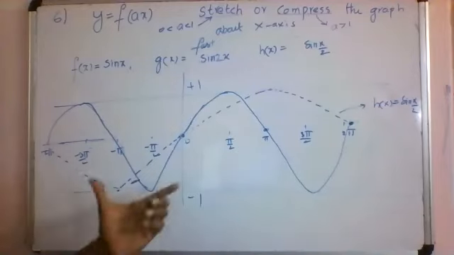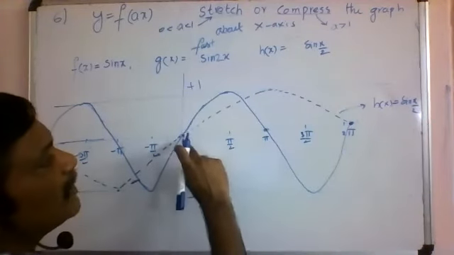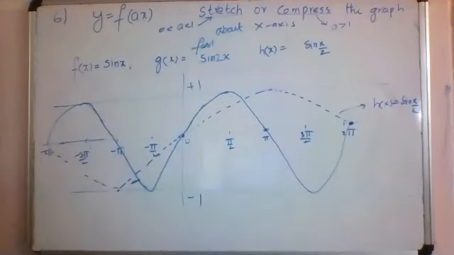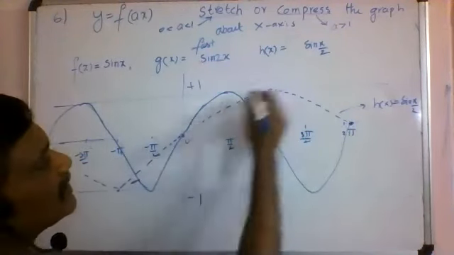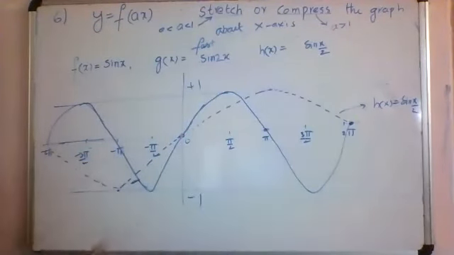Only period is changing. And for this, what is the period? For this graph, period is 2 pi. Is it not? From here, is it 2 pi or 4 pi? Same phase you have to see. This is increasing, this is decreasing. So you have to look here, from here to here, 4 pi.